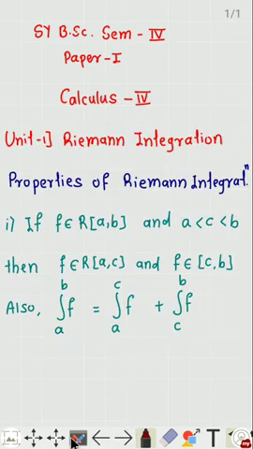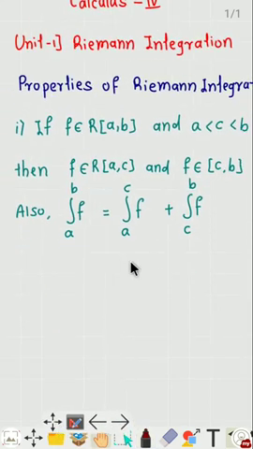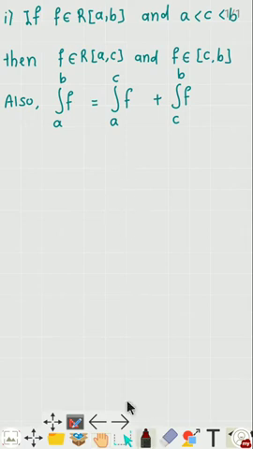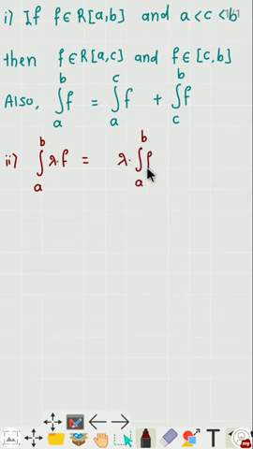Let us go to the second property of Riemann integration. The second property says that the integration over a to b of the function lambda times f is equal to, here lambda is any real number, lambda times the integration over a to b of the function f. So this is a very common property of Riemann integration.